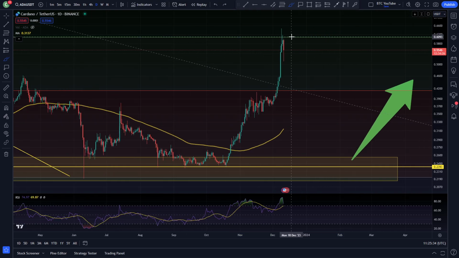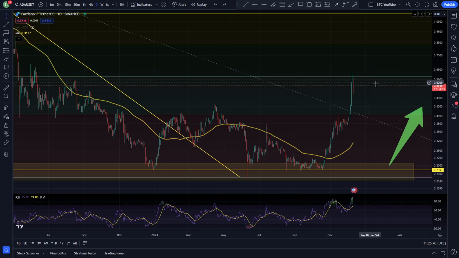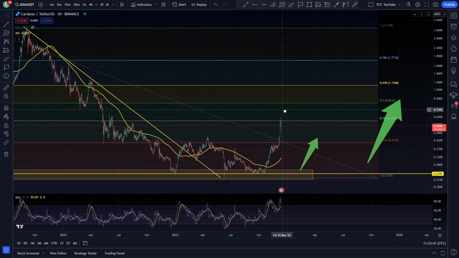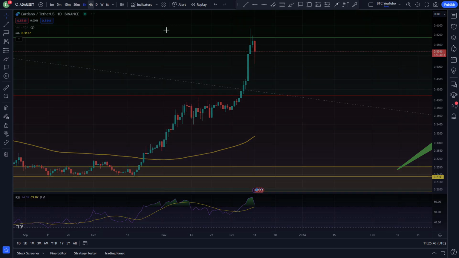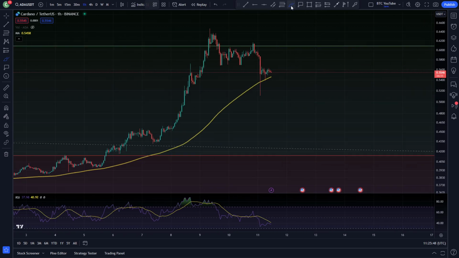And the next level that we hit, of course, was at around 60 or 61 cents at the 0.38 Fibonacci, just working those fib levels as cryptocurrencies often do. And you can see today we've had a little bit of a retracement for Cardano, just because of what we've seen with Bitcoin having a little bit of a retracement as well.